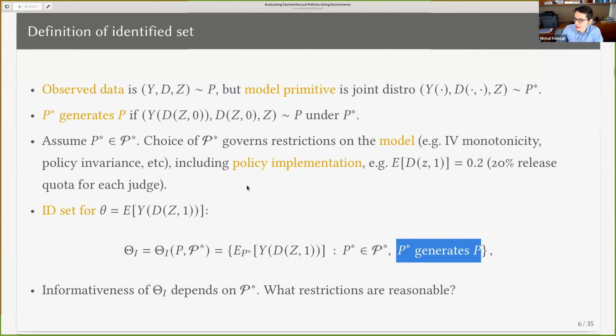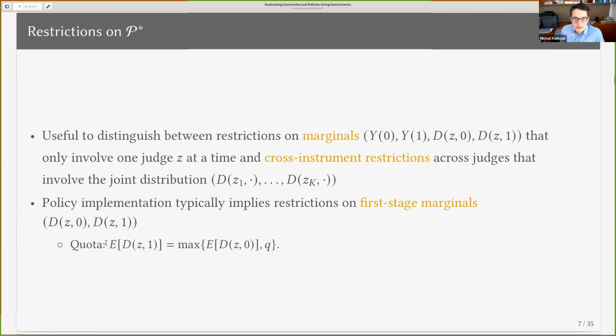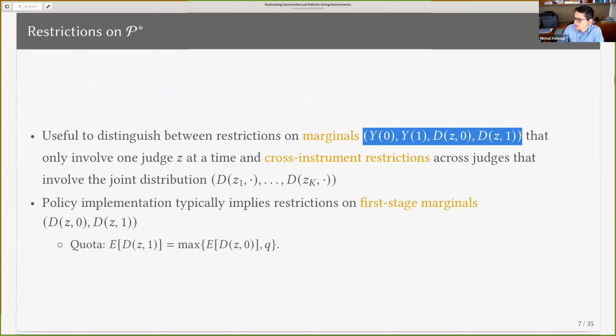And now, of course, the name of the game is going to be what types of restrictions we put on the collection of potential models. If I put more restrictions on the set of possible models, I'm going to get a tighter identified set. But what are the reasonable restrictions? So I think it's going to be useful, for our purposes, to distinguish between two types of restrictions. One is just a restriction on what I'm going to call the marginals. I use the word marginals here because those are restrictions that restrict the potential outcomes and potential treatments, but these restrictions only involve one judge at a time.